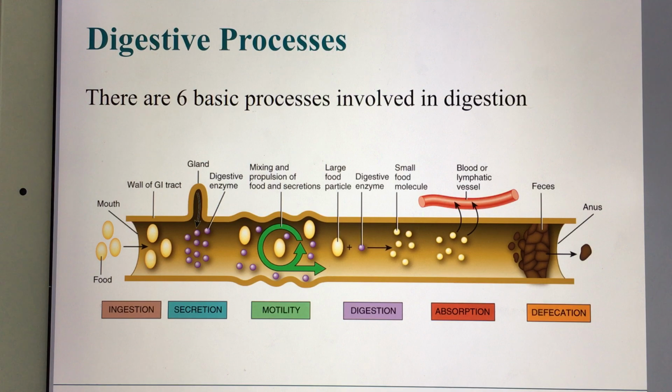So to summarize, the 6 basic processes involved in digestion will be ingestion, eating food; secretion, production of digestive juices containing enzymes; motility, the movement of the food through the digestive tract and mixing of it with the digestive juices; digestion, cutting of the food into smaller particles; and absorption. Absorption will be the movement of the small food particles into the blood vessels, and of course removing or eliminating the feces from the body through the process called defecation.